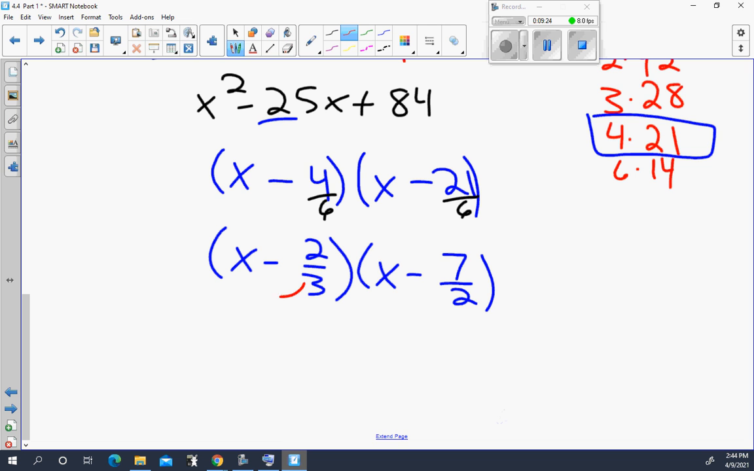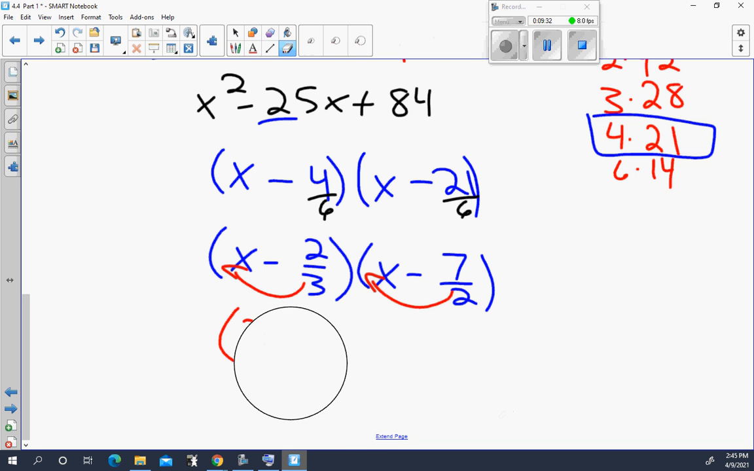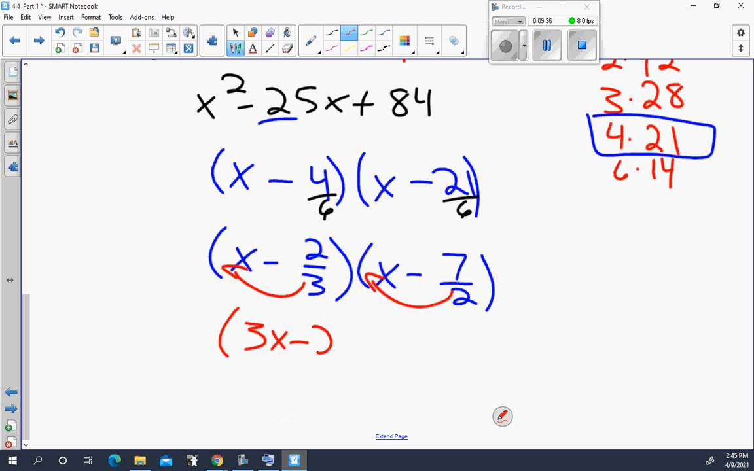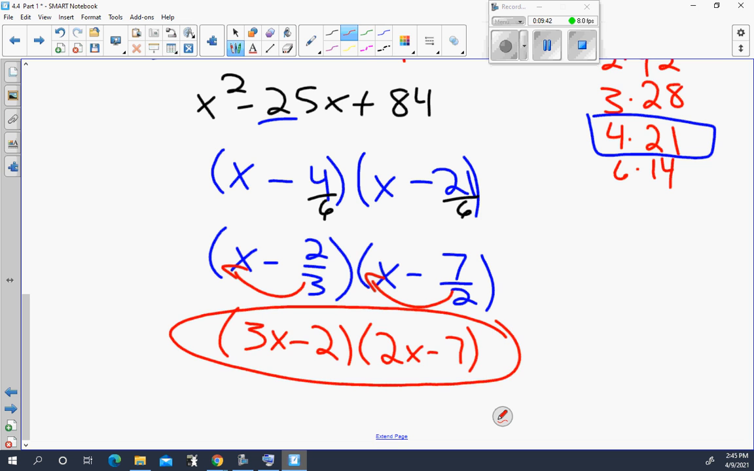And now, we have to bring those bottom numbers up. Bring the bottom up. So we're left with, nope, this is 3x minus 2 and 2x minus 7.